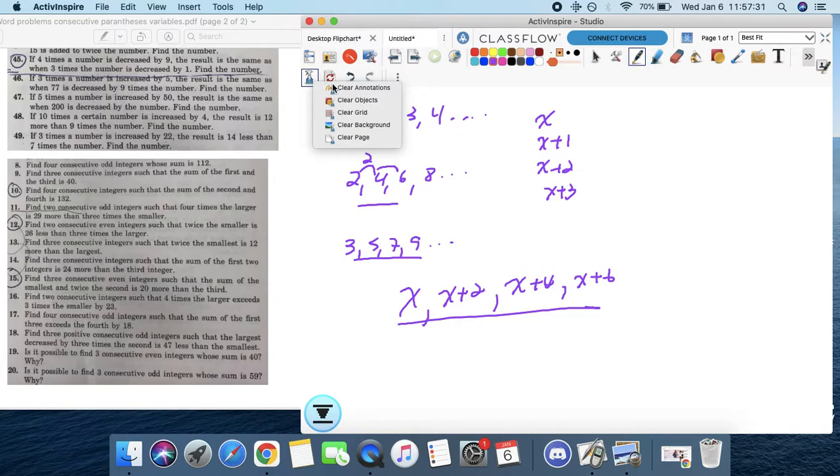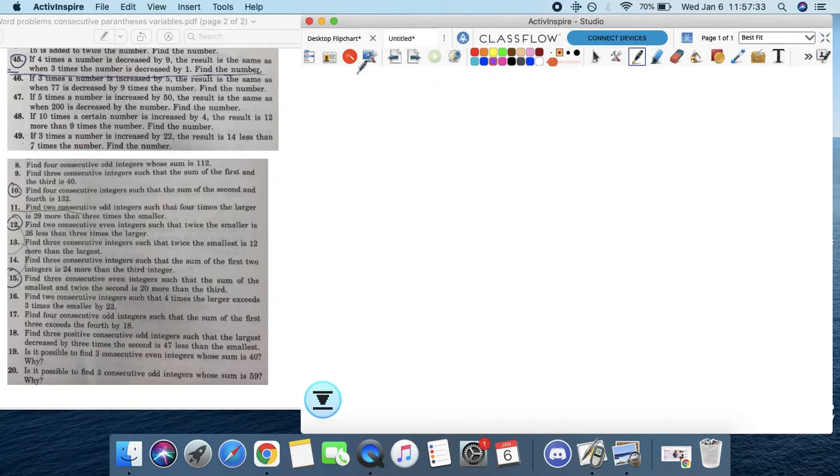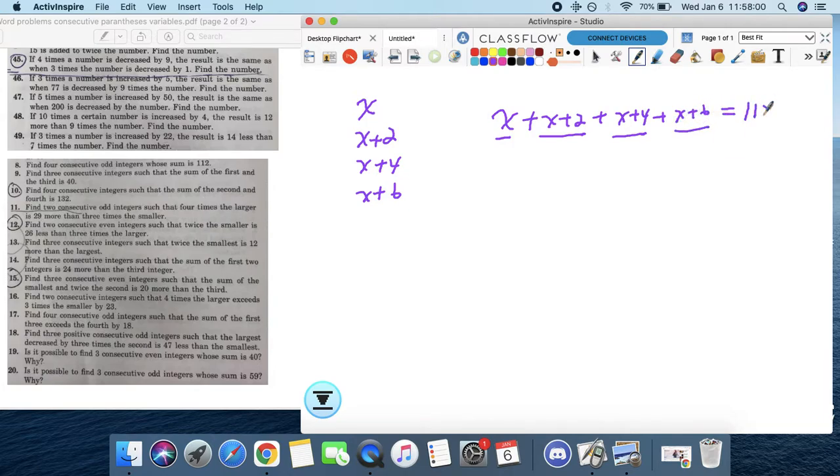So remember, if you have a question like this on your quiz, let's look at the first one. First, find 4 consecutive odd integers. So these are my first 4, whatever they are, identifying them. And then it says the sum is 112. So we're adding all 4 integers: the first number plus the second plus the third, and then plus the fourth odd integer equals 112. So that's the setup. Now the rest is just easy.